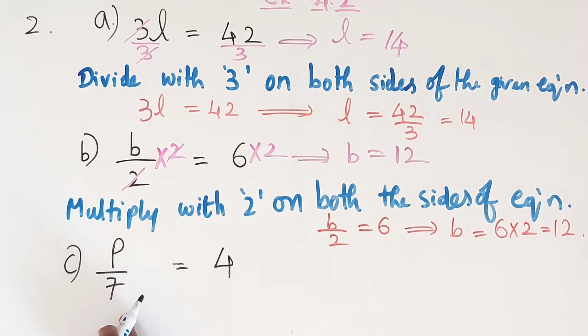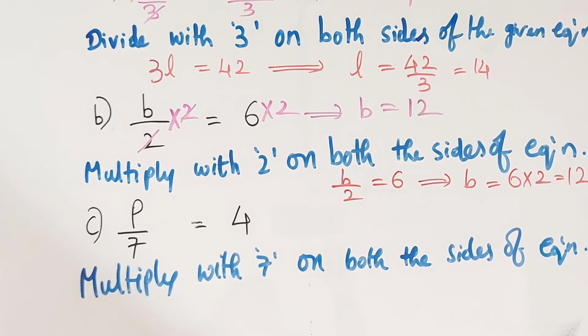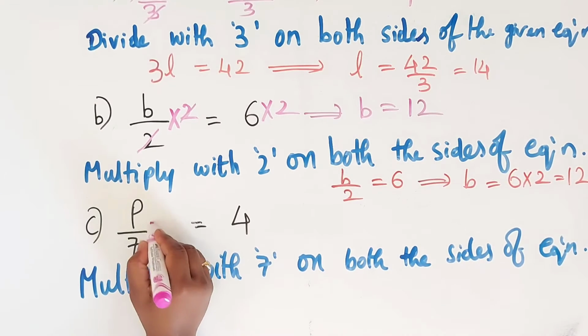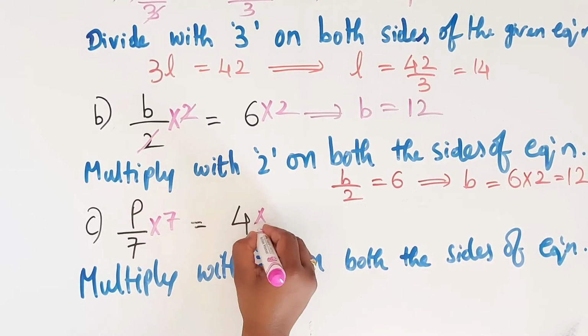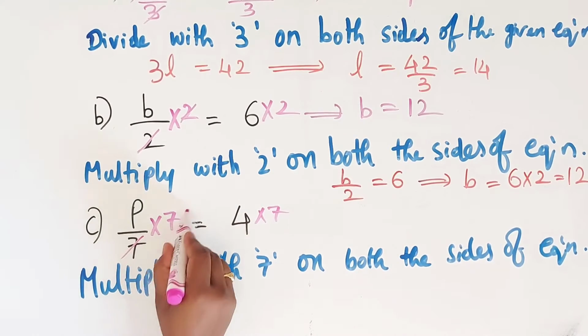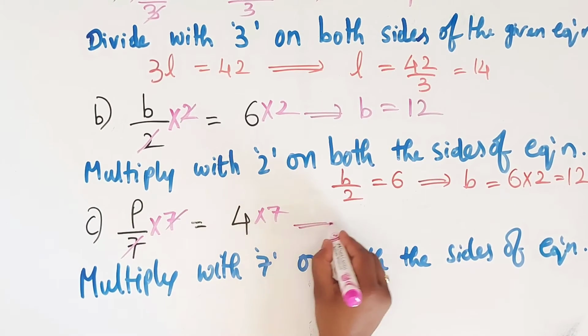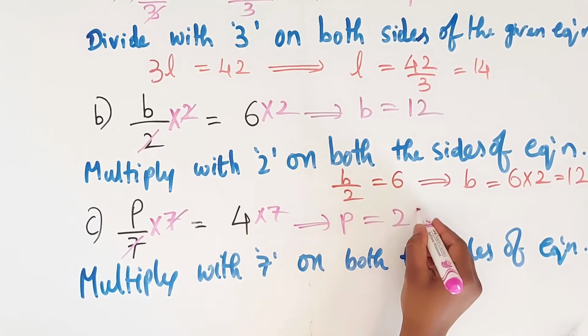Question C, p by 7 equal to 4. Here 7 is dividing the variable. We don't want the number. We want to separate only the variable. Right children? So what do we have to do? We have to multiply 7 on both the sides of the equation. Now multiply with 7 children, here into 7, here also into 7. Now 7 will get cancelled. p equal to 4 7s are 28.